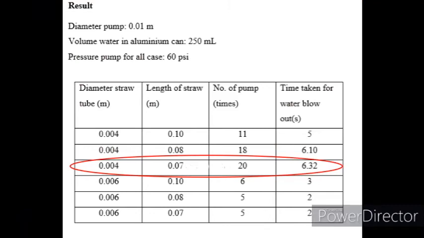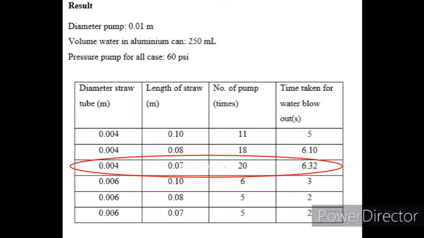Alright, now we will move to the discussion part. Based on the result above, we can see that various parameters, such as the tube length, the diameter of the straw, and the number of pumps, can affect the time taken for water to blow out. For instance, when using a 0.004 meter diameter for the tube, 0.07 meter for the length of the straw, and 20 pumps, it takes 6.32 seconds for water to blow out.